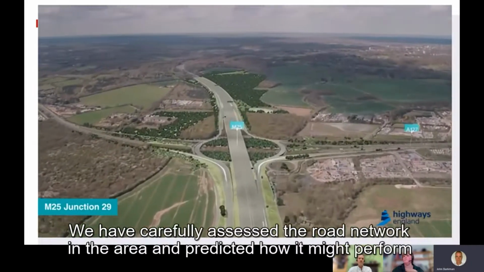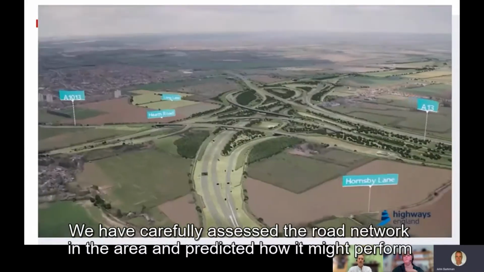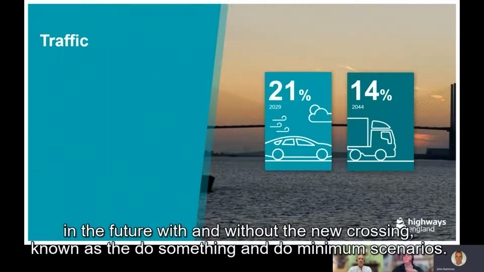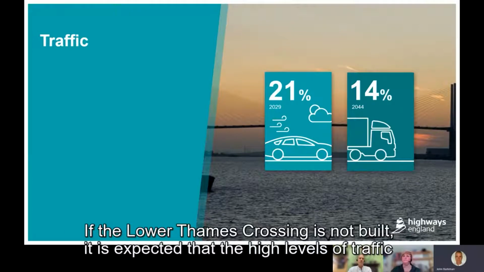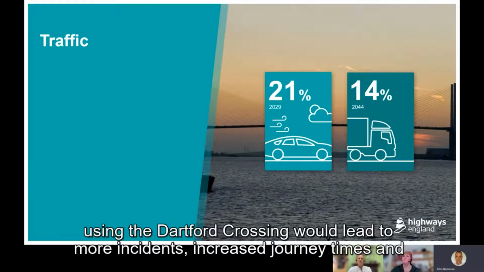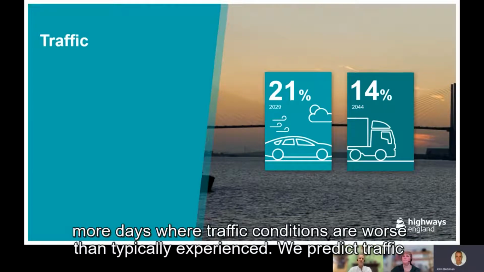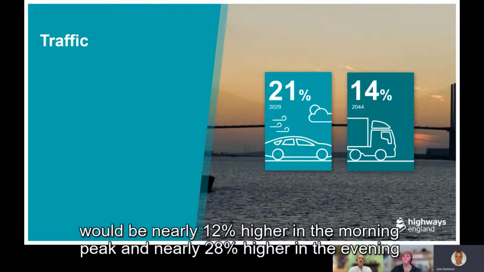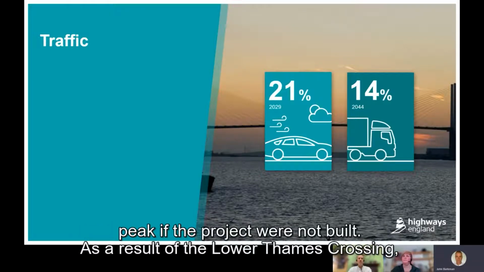We've carefully assessed the road network in the area and predicted how it might perform in the future with and without the new crossing, known as the do something and the do minimum scenarios. If the Lower Thames Crossing is not built, it is expected that the high levels of traffic using the Dartford Crossing would lead to more incidents, increased journey times, and more days where traffic conditions are worse than typically experienced. We predict there would be nearly 12% higher in the morning peak and nearly 28% higher in the evening peak if the project were not built.